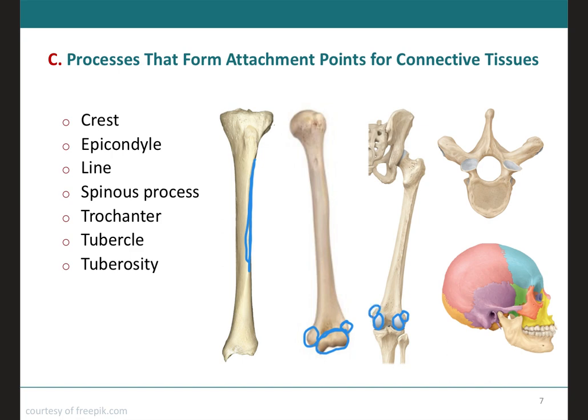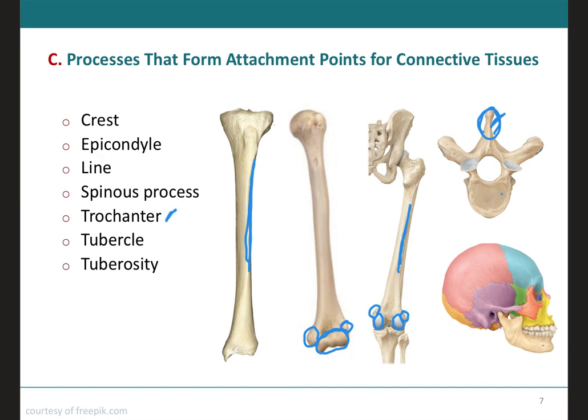Then we have a line. This is your line right over here. A line can be defined as a long, narrow ridge or border. In this case, this is the linea aspera of the femur, and it will serve as muscle attachment points. Then we have the spinous process, which is this sharp, slender projection right over here that will also serve for muscle attachment. In this case, it's called the spinous process, and it's located on the vertebrae.